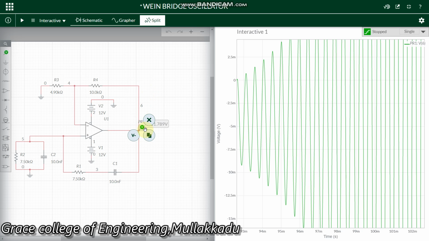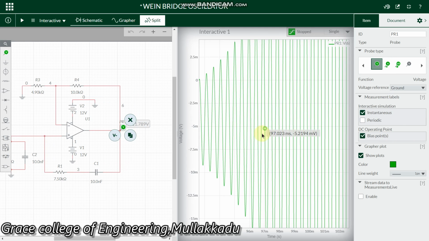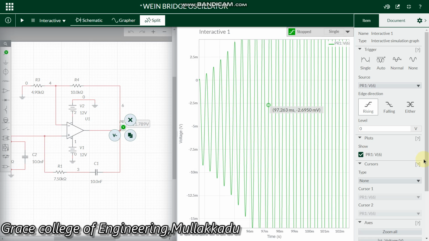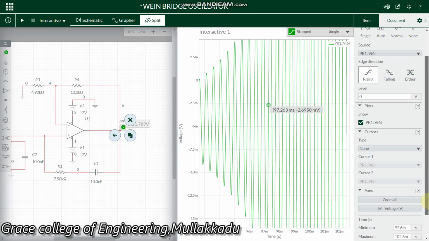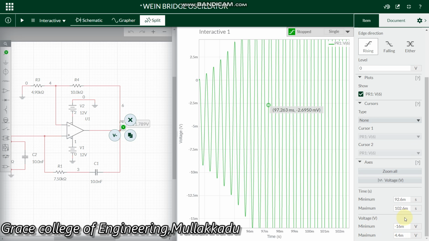We can change the height as well as the width of the scale in the graph by clicking this voltage source and clicking on the graph, so that you can change the time period as well as the voltage. Minimum time period -16, maximum time period 4.4. Also the time scale can be adjusted from 93 to 102 there.